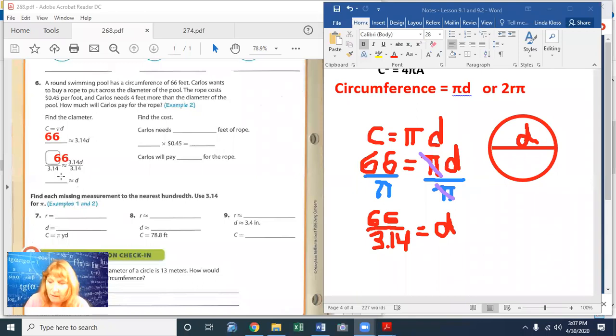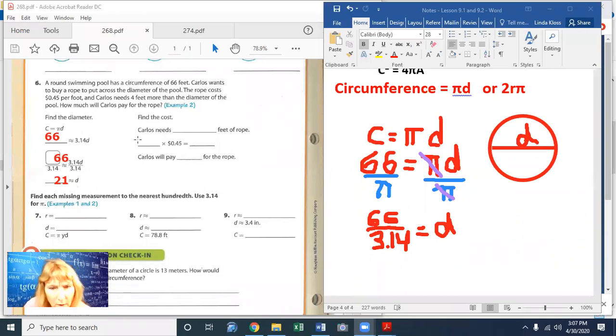So 66 divided by 3.14, I'm going to do that on my calculator right here on my phone. 66 divided by 3.14 is 21.019. Does it say what place value to round to? No, it doesn't. So the diameter would be 21 approximately. We're just going to round to the whole number. So 21 is our diameter.